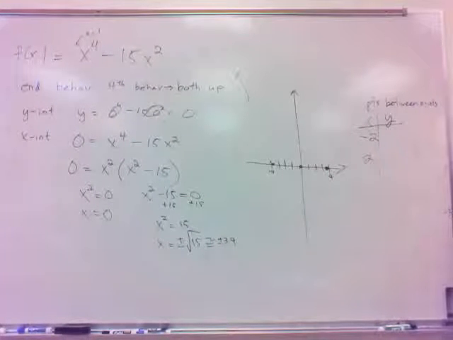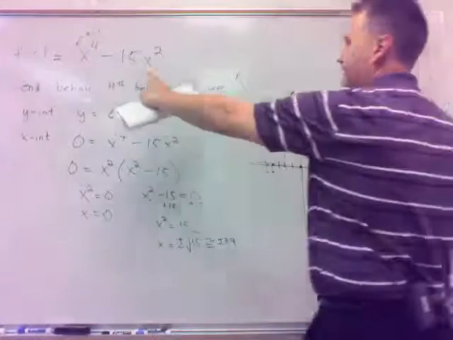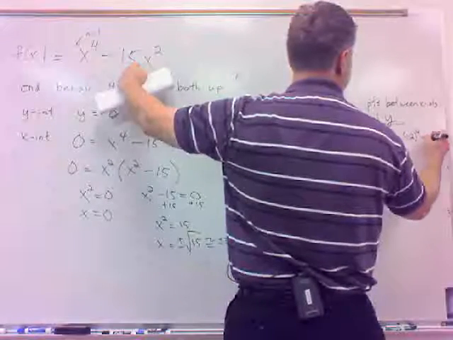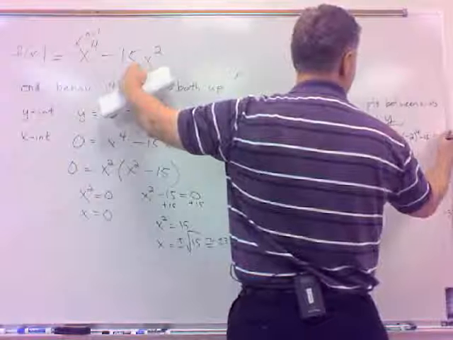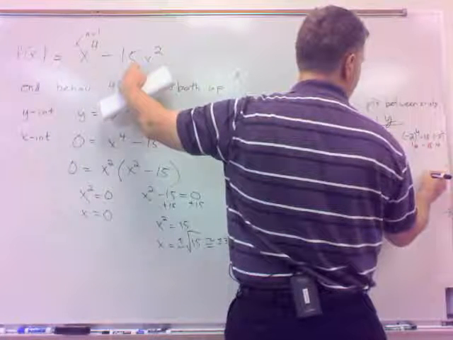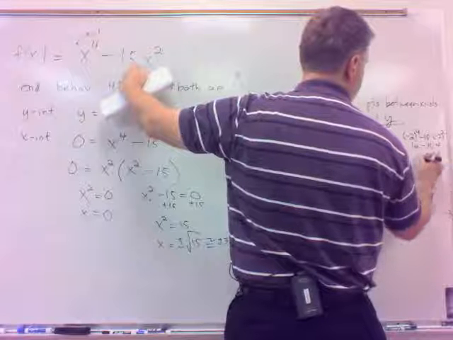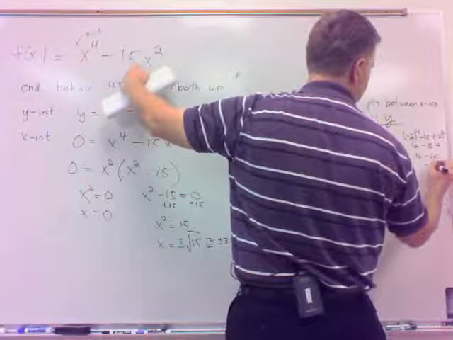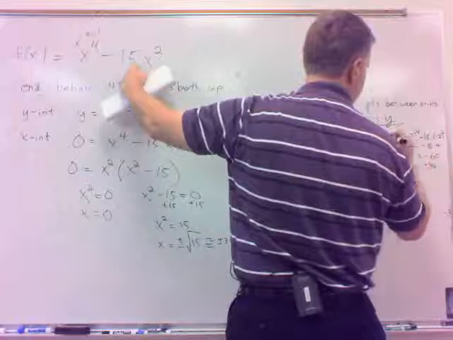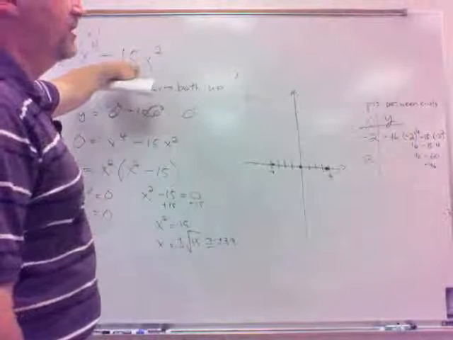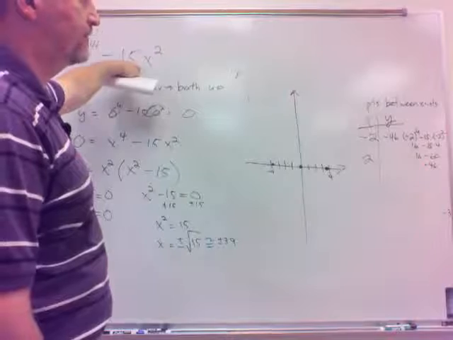Okay? All right, so what do I get if x is negative 2? Well, I get negative 2 to the fourth minus 15 times negative 2 squared. That's a positive 16 minus 15 times 4. That's 16 minus 60, isn't it? That's a negative 46. Way on down there. Does that sound right?